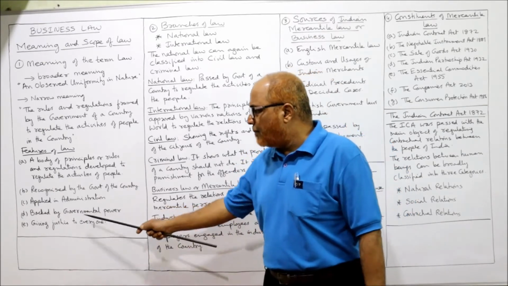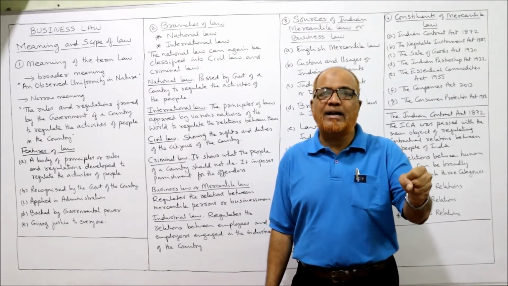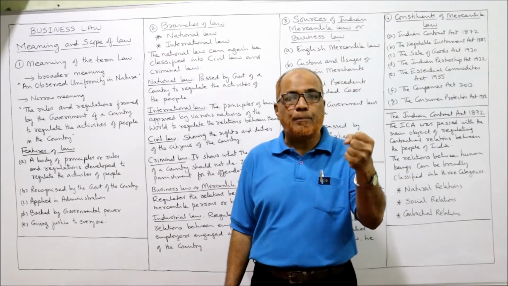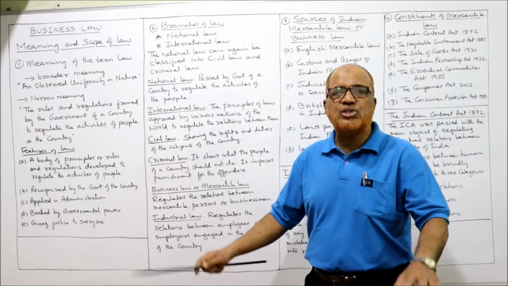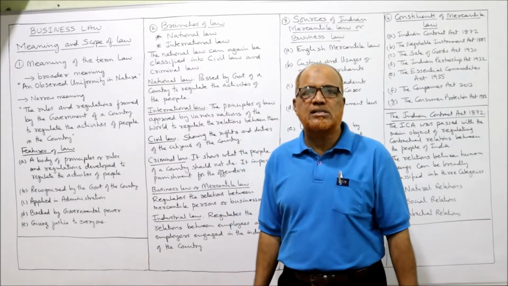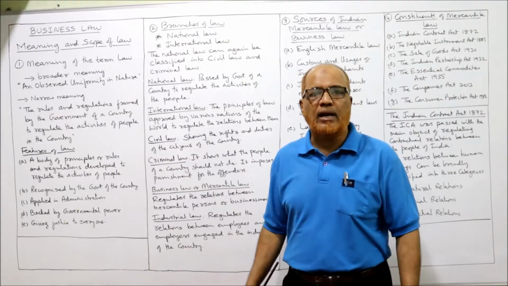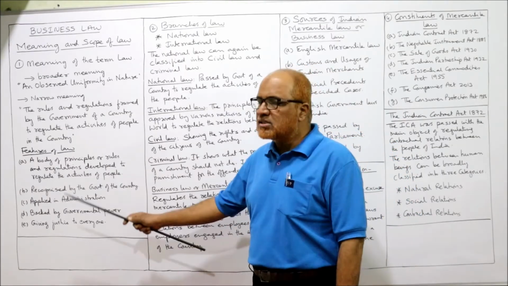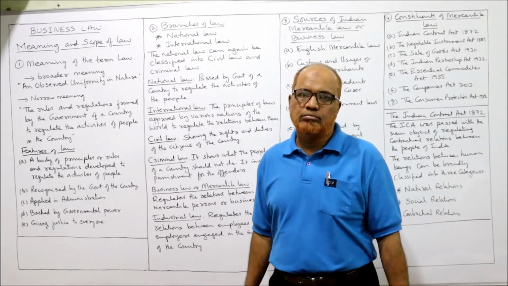Then the next one is backed by governmental power. The law is always backed by governmental power. The government has the power of implementing the law. Last, giving justice to everyone. The main object of the law is that justice should be given to everyone who is living in the country. So these are some of the features of the term law.